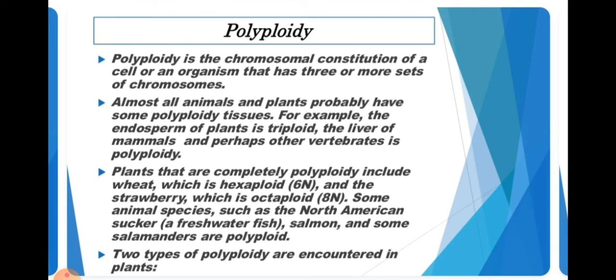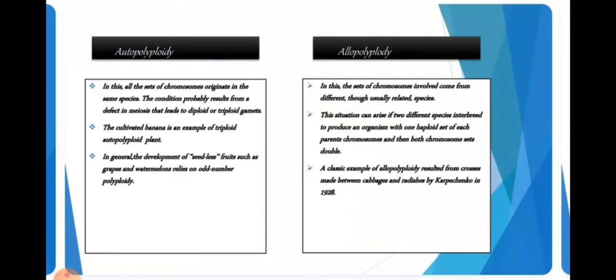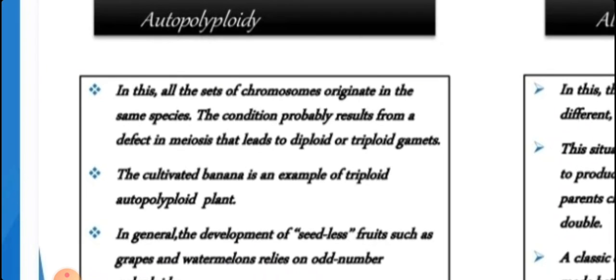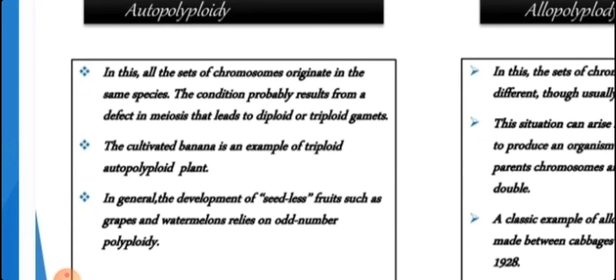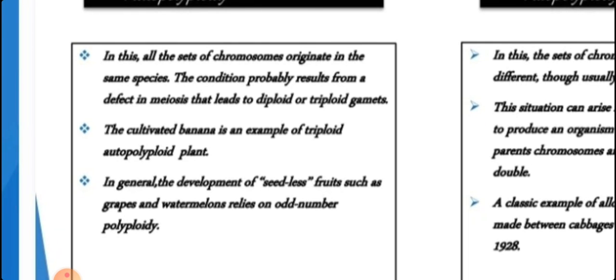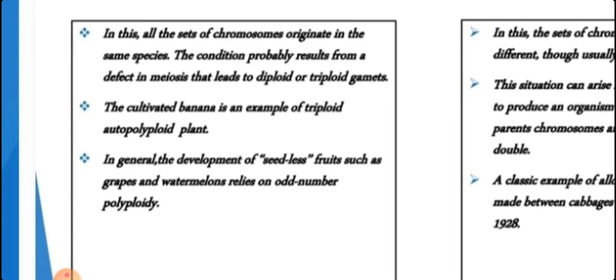Two types of polyploids are encountered in plants, autopolyploidy and allopolyploidy. In autopolyploidy, all the sets of chromosomes originate from the same species. The condition probably results from a defect in meiosis that leads to diploid gametes. The cultivated banana is an example of a triploid polyploid plant. In general, the development of seedless fruits such as grapes and watermelons relies on odd-number polyploidy.